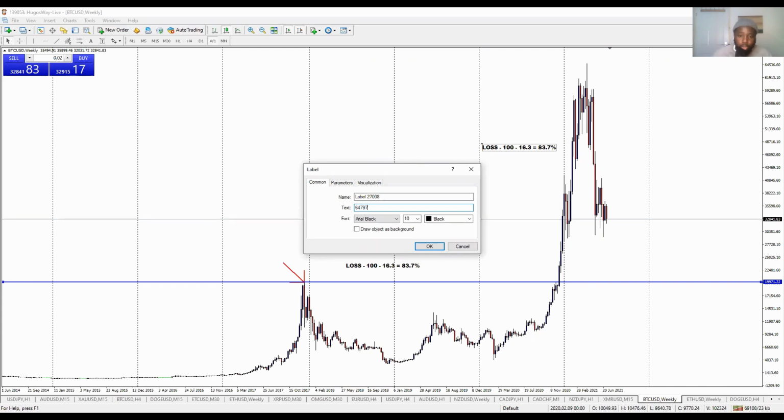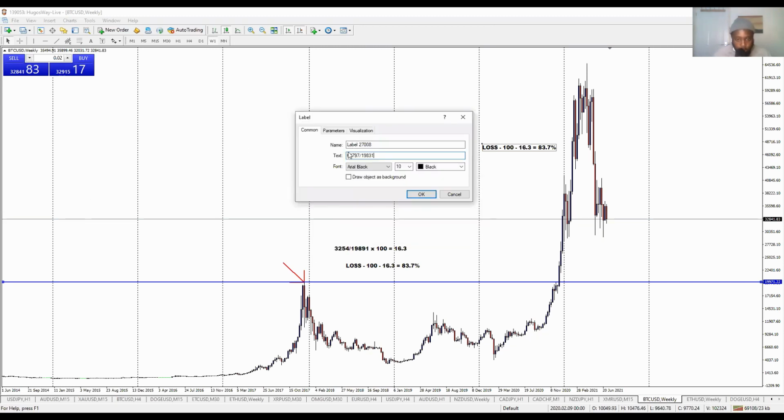So let's just call this 64,797, and we're going to divide that by the all-time high of 19,891. Have I got that correct? Yep. So when we do this, we're going to get a number above 1. This is how you can calculate your ROI by the number of times you've earned.